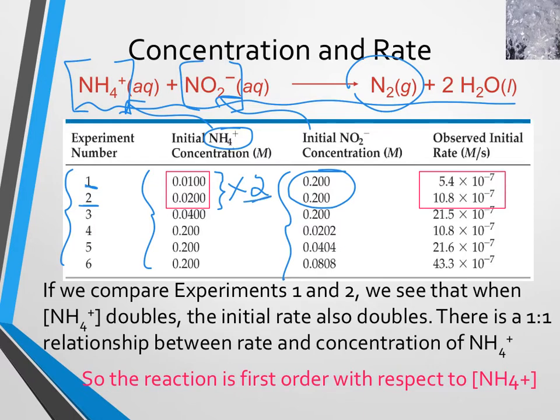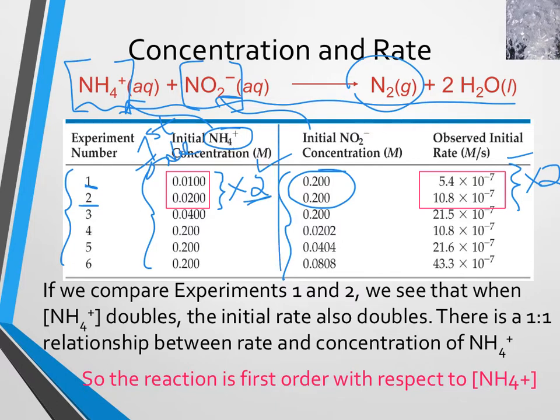So when I double the concentration of ammonium, what happens to the rate? Well, the rate also doubles. So what is that relationship when you have a direct relationship? You double the concentration, you double the rate. That means that it is first order with respect to ammonium ion.